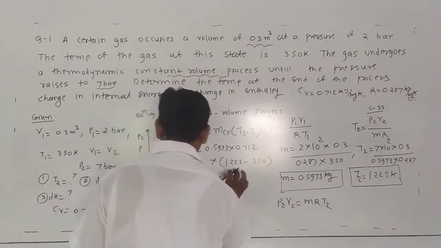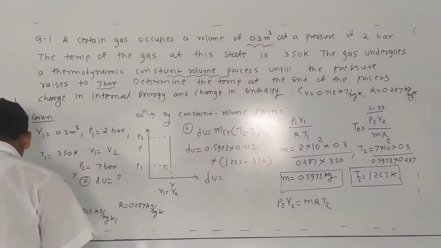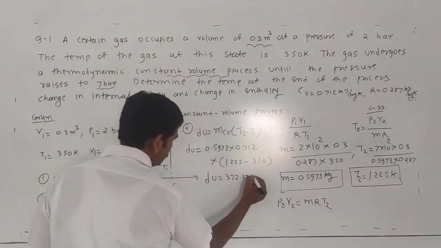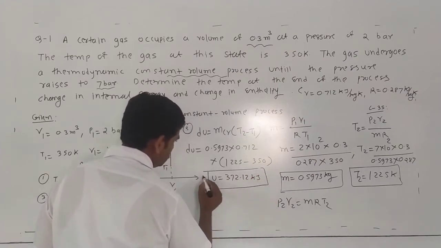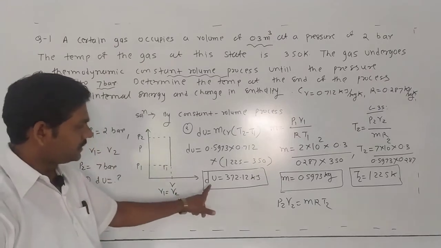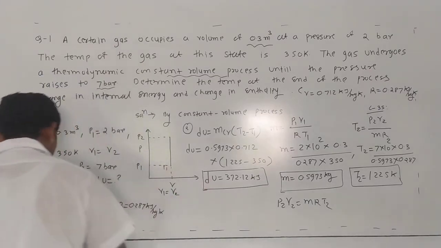You do the calculations. How much? 372.12 kilojoule. Yes or no? Yes. This is the value of the internal energy dU. Third is asked, what is enthalpy?